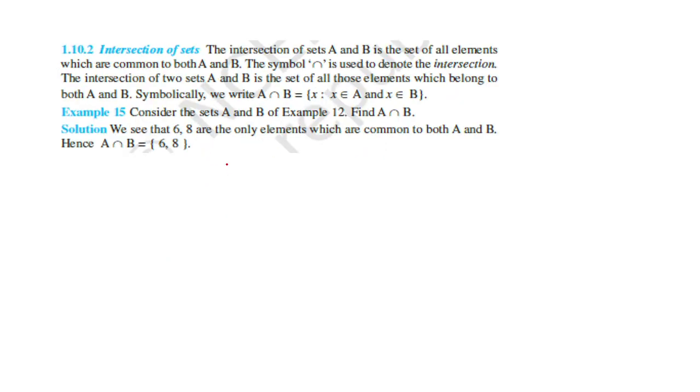Intersection of sets. What is intersection? Suppose you have a set A = {1, 2} and B = {2, 3}. Then intersection is only the common element, that is 2. Here you see 2 is the common element in both A and B, so the intersection is {2}.